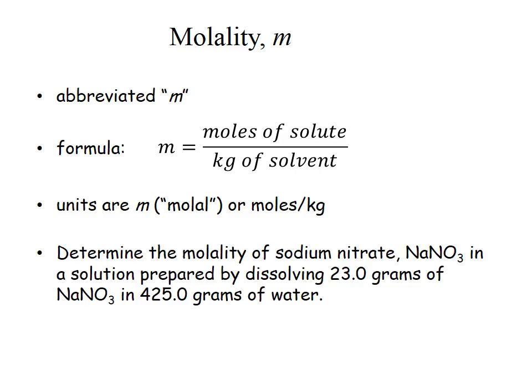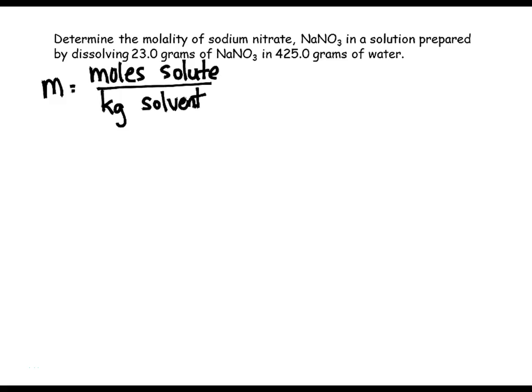And we're going to do another calculation, determine the molality of sodium nitrate in a solution prepared by dissolving 23 grams of sodium nitrate in 425 grams of water. Okay, so we have our problem here with our formula. Remember, that's the first thing to do, is to write the formula. Molality is moles of solute per kilogram of solvent. Our solute in this case is sodium nitrate, and our solvent is water.